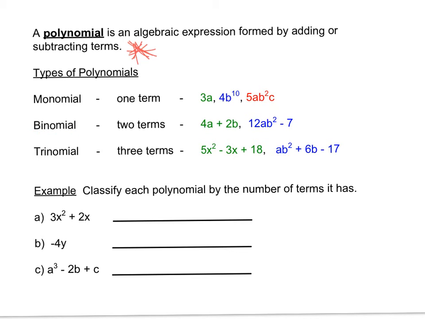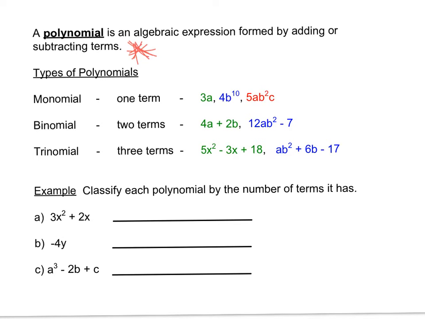Binomial, 2 terms. All right, here's some examples. Let's look at some monomials. There's 1, there's 2, there's 3. Notice 1 multiplication, 2, 3, 4 multiplications all together, but still 1 term. All right, back to binomials. 2 terms. How are they separated? Plus, minus. Trinomial is 3 terms. 1, 2, 3. Okay, hana, dul, set. That's some Korean for you.